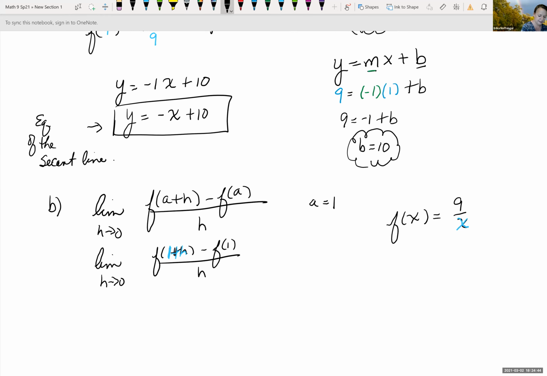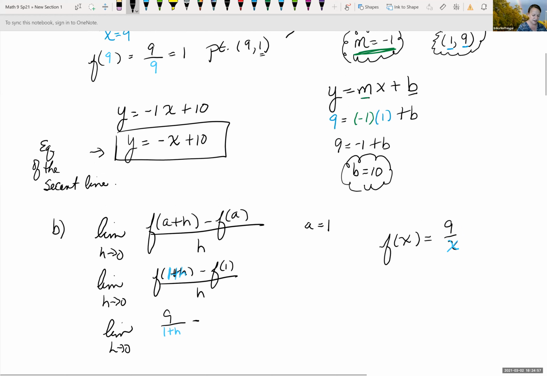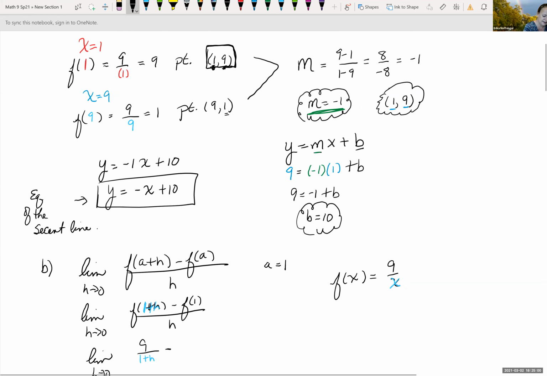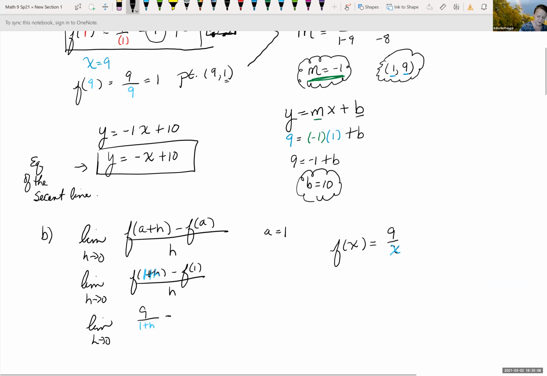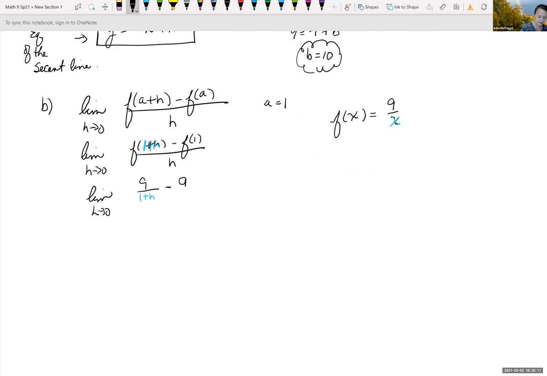Our function again was 9 over x. So for the first piece, this f of 1 plus h, we're just going in and plugging in this 1 plus h wherever we saw an x in f of x. So let's bring down that limit as h goes to 0 of this 9 over 1 plus h minus f of 1. But recall, we found f of 1 at the beginning. We plugged in 1 where we saw an x in f of x, and we got that that was 9. So minus f of 1 is minus 9 all over h. So if we go in here, we do our direct substitution and plug in 0 wherever we see an h, we're going to get that 0.